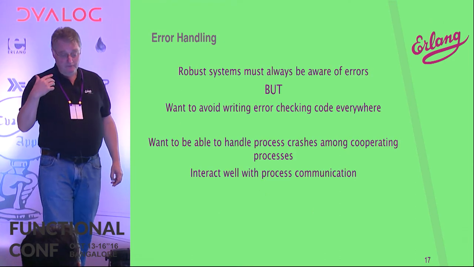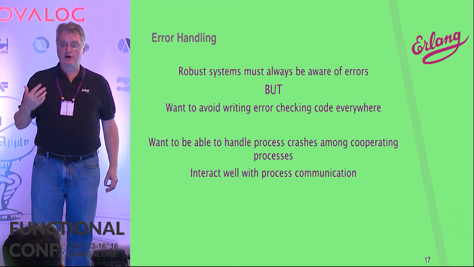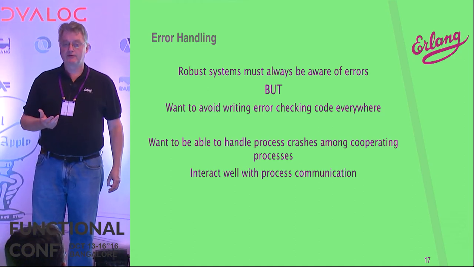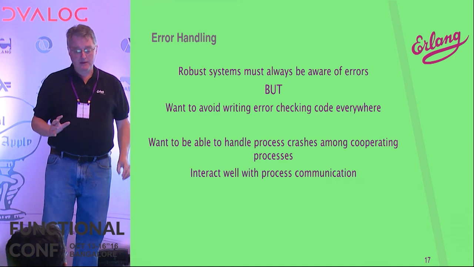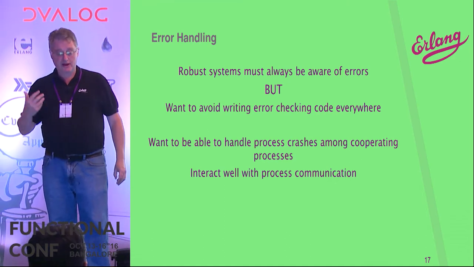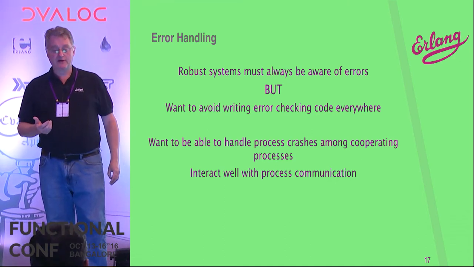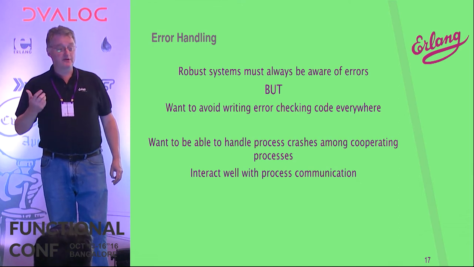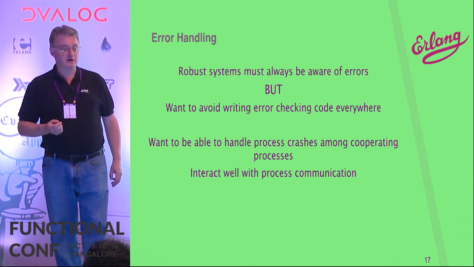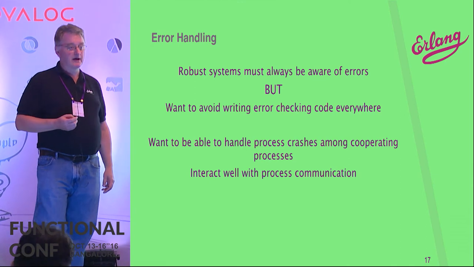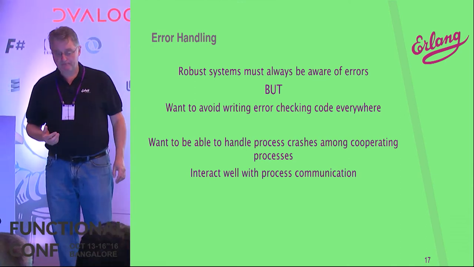That means robust systems must always be aware of errors. So you must always think there are errors, things are going to go wrong, what am I going to do about it? But I do want to avoid writing error checking code everywhere. One, that's very verbose, a lot of effort, and it's also very easy to get it wrong. If I have to try and check errors everywhere and work out everything that could happen.